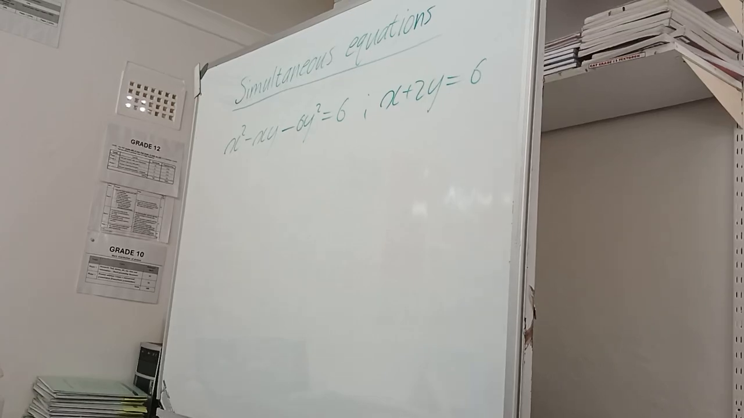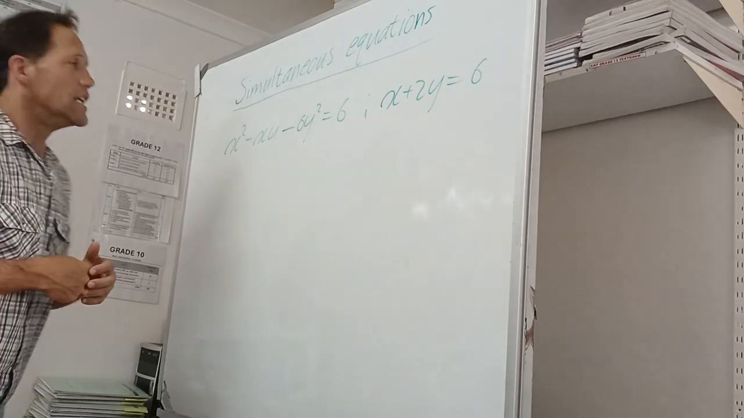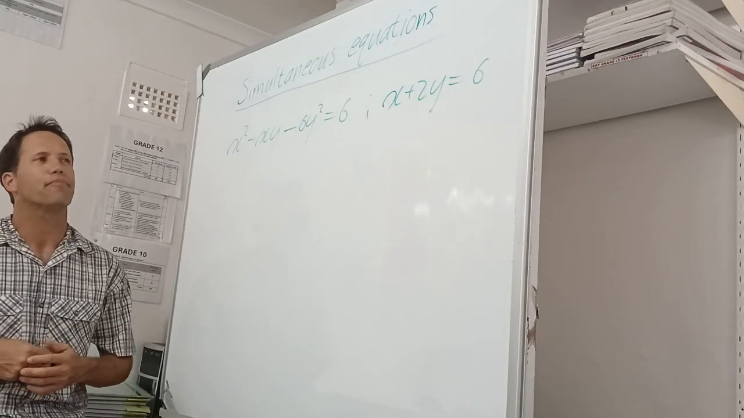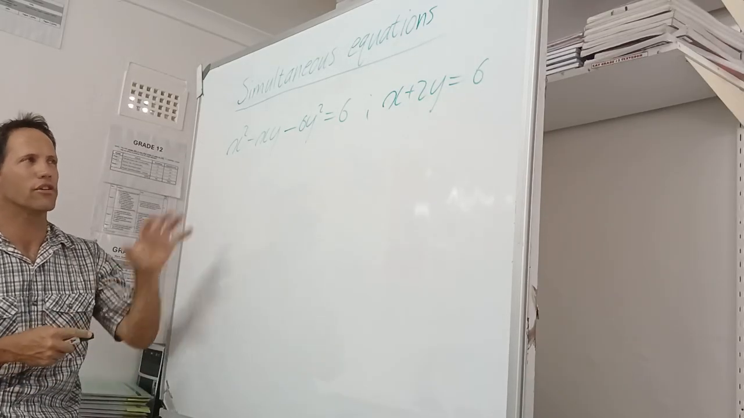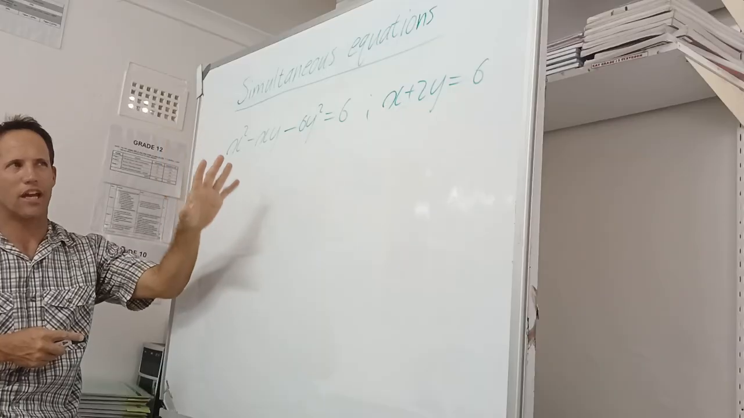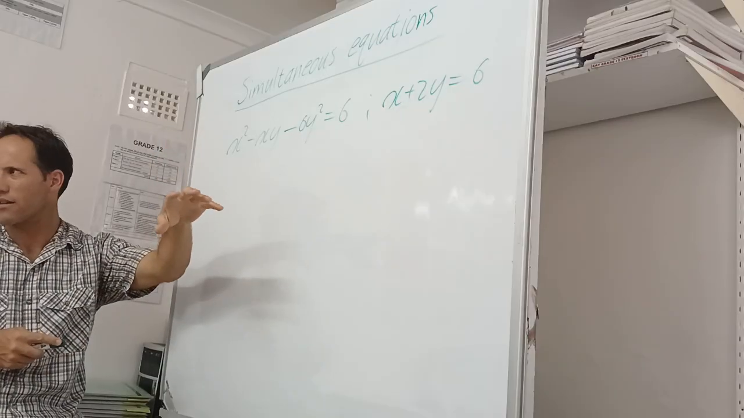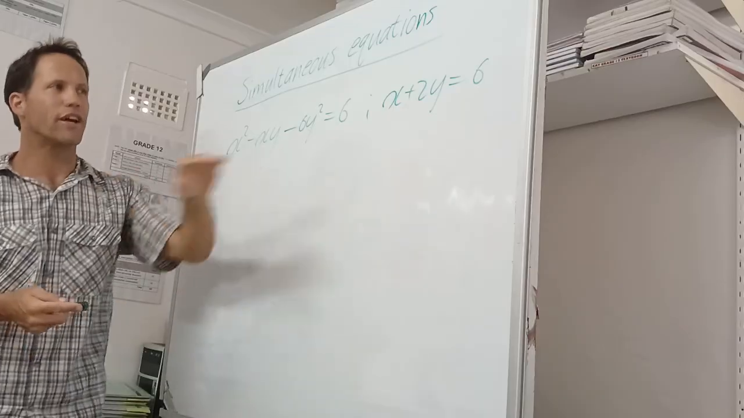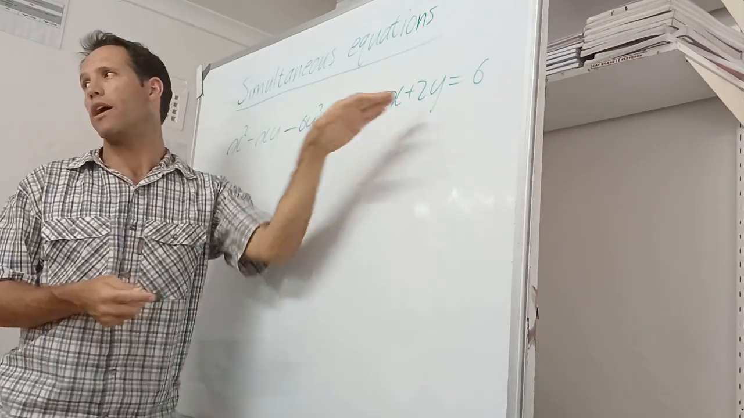Okay, right guys, simultaneous equations. With simultaneous equations, obviously you want to get some kind of a variable in terms of the other one. Okay, so most of the times you can decide. Do you want to try to get x alone, or do you want to try to get y alone?